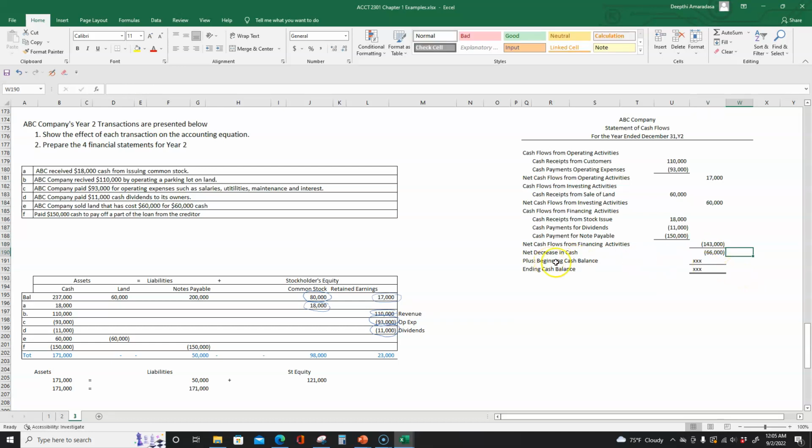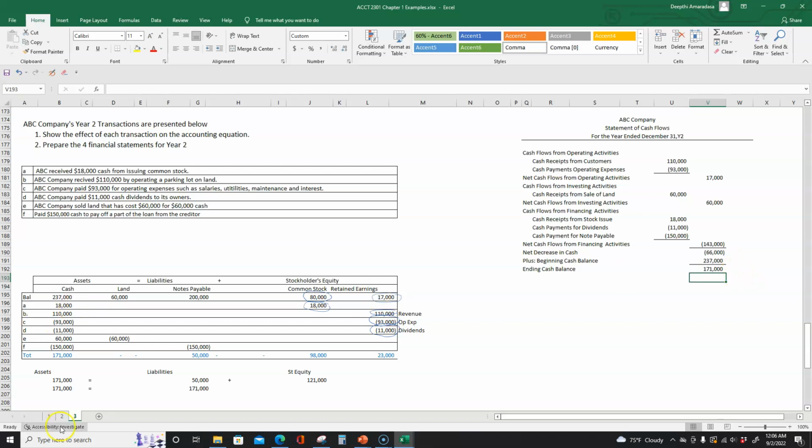After that, the next line says add beginning cash balance. Well, we know that our beginning cash balance is in this top line here. It's 237,000 from up here. So we're just going to type in $237,000. Now, to get your ending cash balance, you add the net decrease in cash to the beginning balance. You combine those two, so that would be negative $66,000 plus $237,000. That gives you $171,000 cash as your ending cash balance.